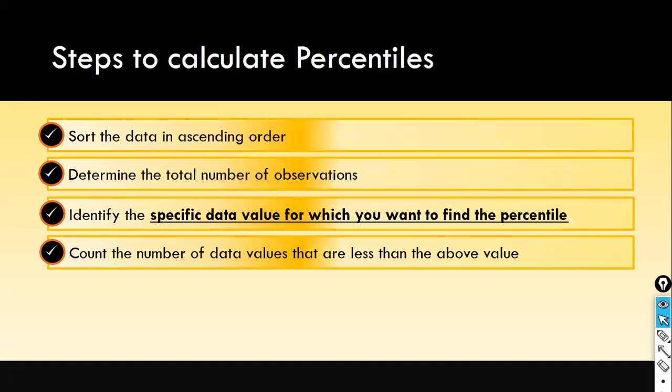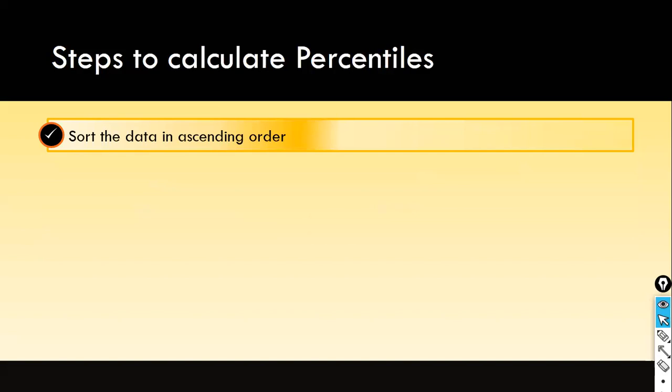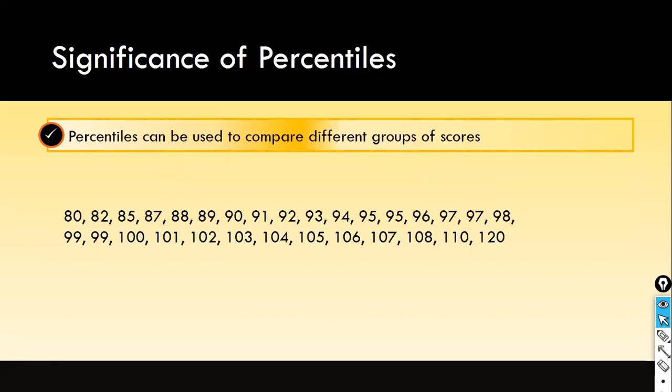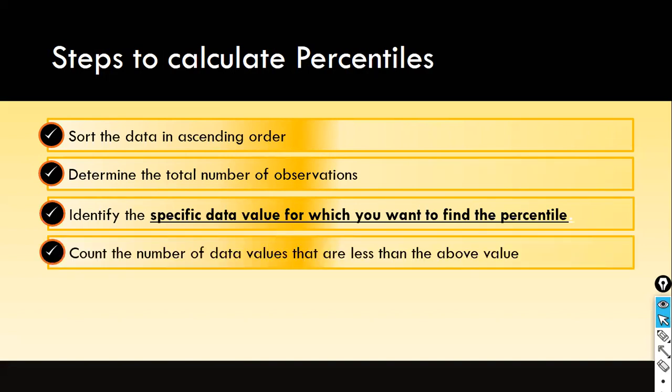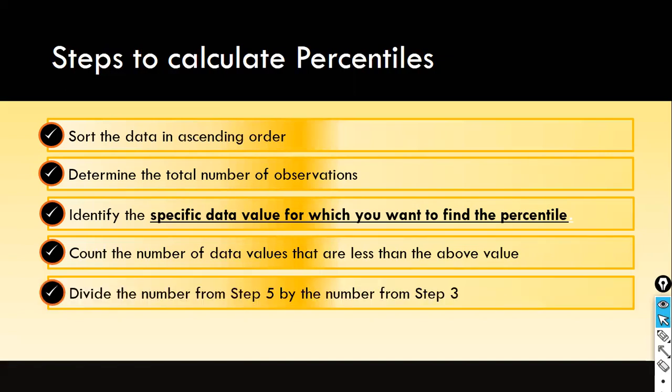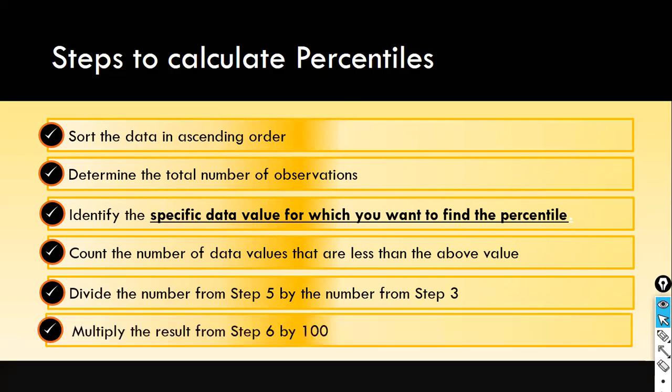For example, let's say your manager is asking, can you tell me what is the percentile for the score 95? Your mark is 95, but where do you stand compared to others? So 43.3. That means 43% of the students in your class have a score less than or equal to your score. So that is when we use percentiles. So these are the steps. And then divide the number from step 5 by the number from step 3. I will explain what step 5 and step 6 are.